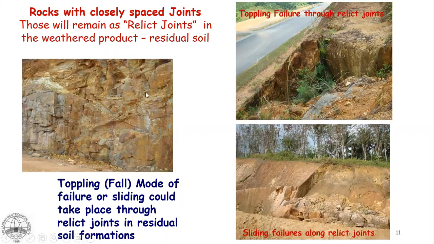This is an illustration of a highly jointed rock with closely spaced joints. These joints will remain in the residual soil, and we call them relic joints. They are weaker points in the residual soil. So you can see toppling failures like that in a cut slope, or sliding failures like that again in a cut slope through the relic joints.